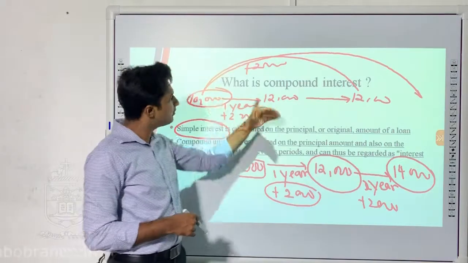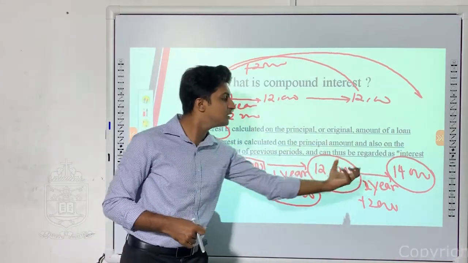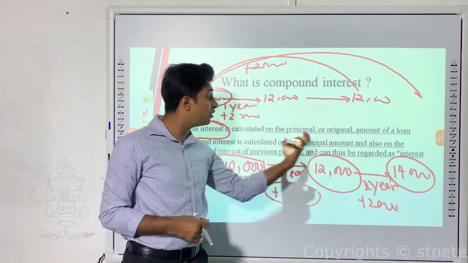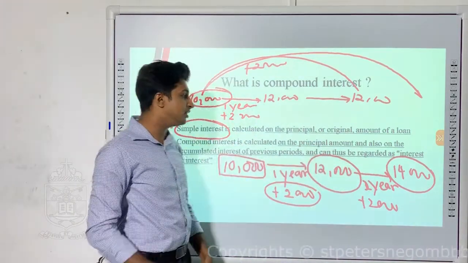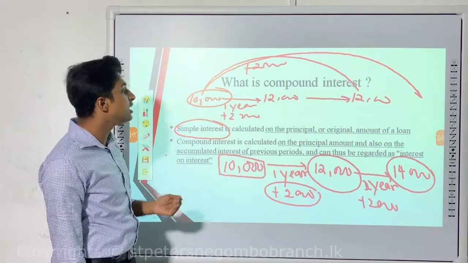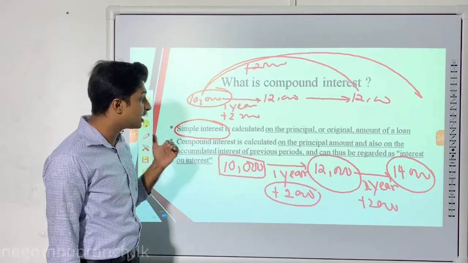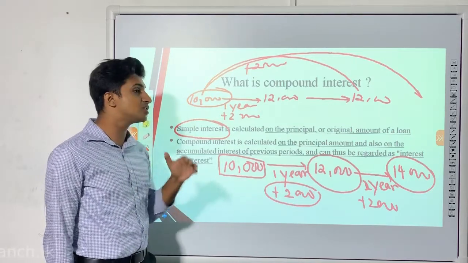To that value only they will add interest every year. But here, year by year, for the value that has been already added, they will add an interest. So they say compound interest is calculated on the principal amount and also on the accumulated interest for previous periods, and can thus be regarded as interest on interest.